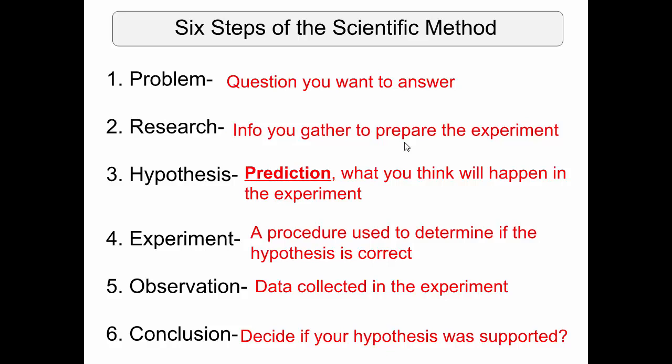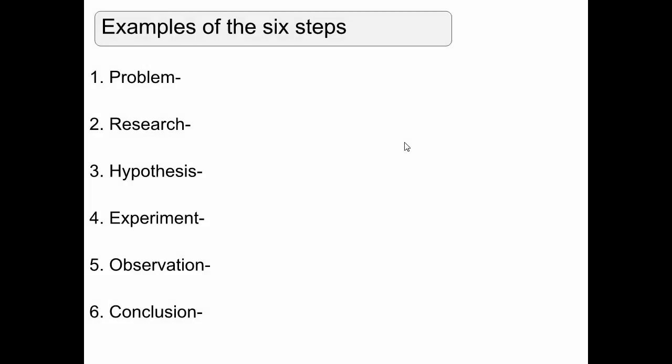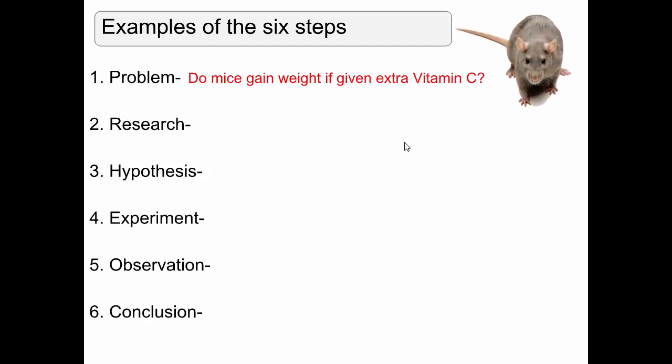All right, so let's think of another example and apply these steps. Now that we know what they are, let's apply them to an example. Does anyone have pet mice at home? No. Hamsters? No. Rats? No. Gerbils? No. Guinea pigs? No. All right, well anyway, let's pretend that you did. And we want to do an experiment. We want to know, so we're going to ask a question. Do mice gain weight if they are given extra vitamin C? That's a question.